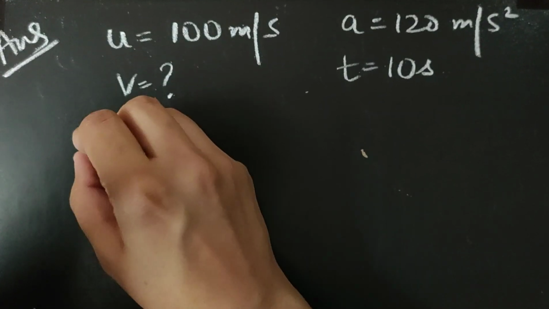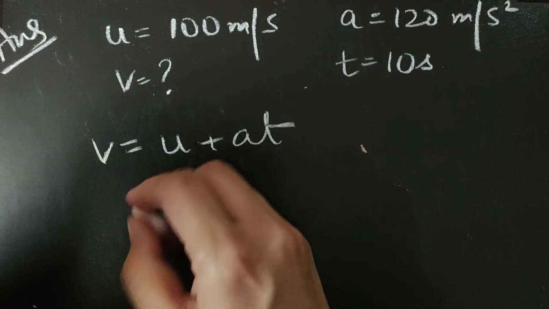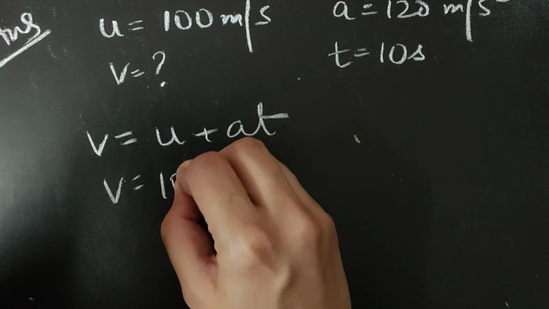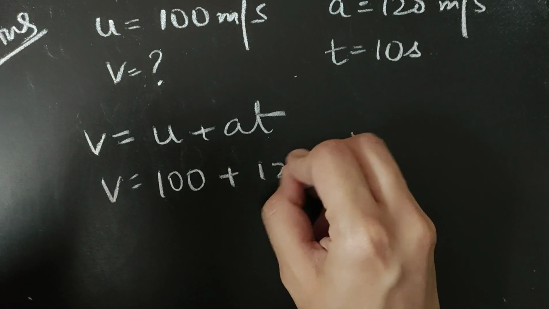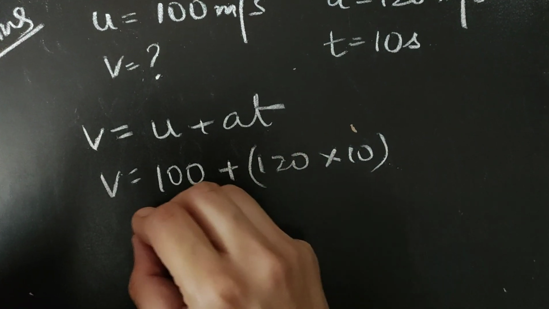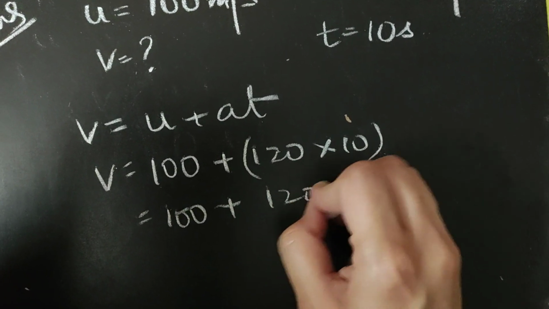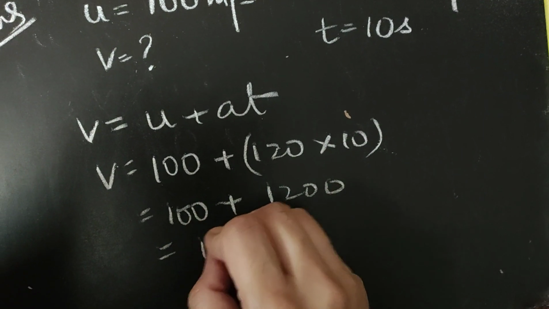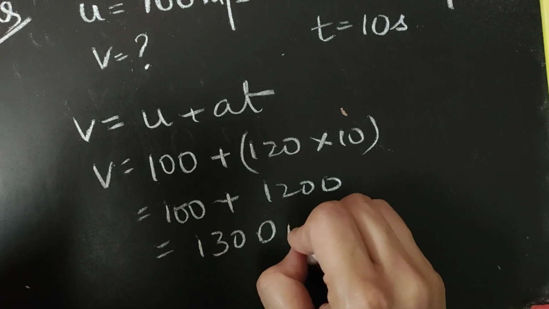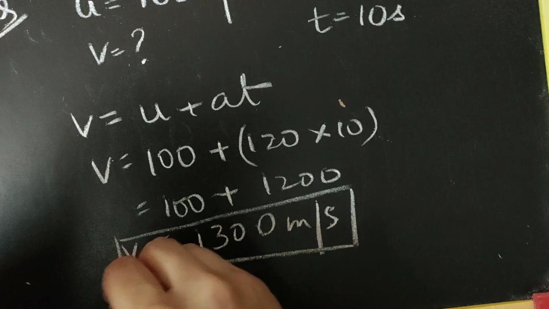to find v. So again using the first equation, v is u plus at, v is to be calculated. u is 100, a is 120 and t is 10. So 100 plus 120 into 10, that is 1200. So that gives me 1300 meter per second. That is the final velocity of the object after 10 seconds.